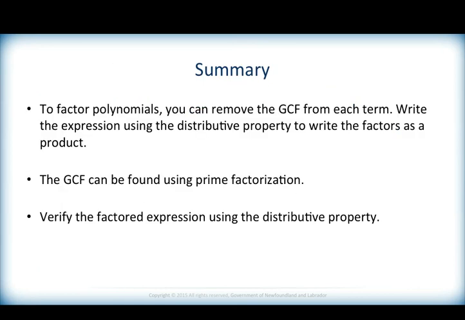So in summary here, to factor polynomials, you can remove the greatest common factor from each term, and write the expression using the distributive property to write the factors as a product. The greatest common factor can be found using prime factorization as well, if you're familiar with that from Unit 3. Verify the factored expression using the distributive property. So multiply back in the monomial that you removed to determine if you have the original back. And if you want a more visual representation, you could use the algebra tile method as well.